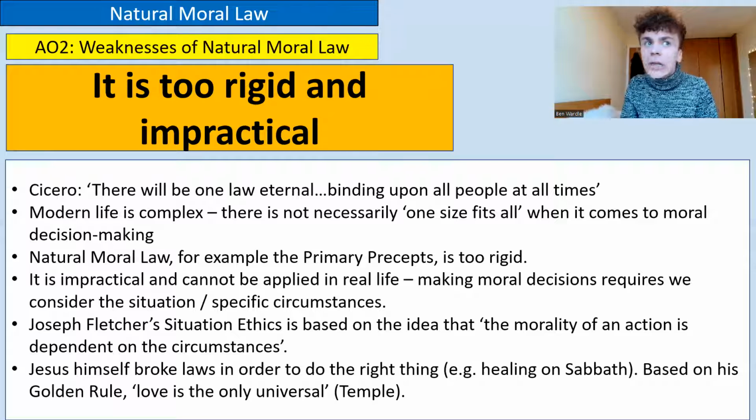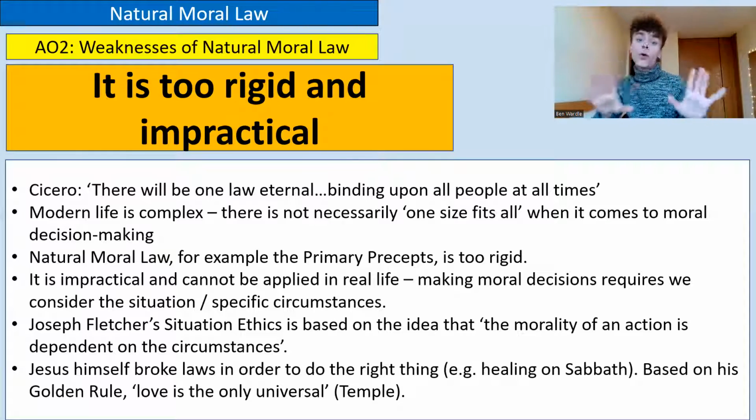If you think, did Jesus go around saying, what are the five primary precepts? No, he did not. He made decisions based on what was the most loving thing to do. He himself broke the laws of the day in order to do the right thing. Now, of course, Aquinas actually agrees with that, doesn't he? Because he says, only obey the laws if they are just. So, you do have a bit of pushback there.